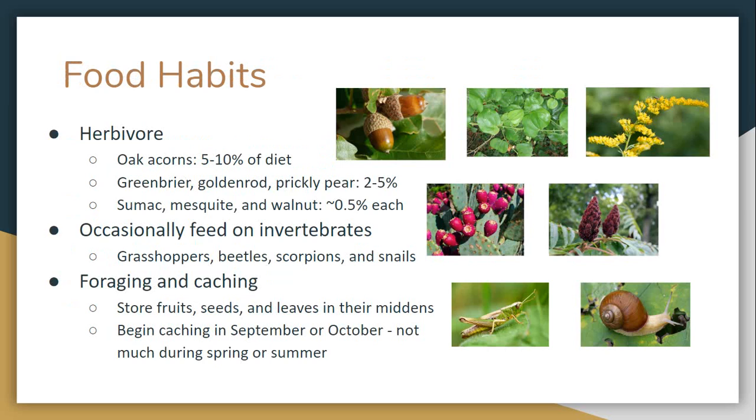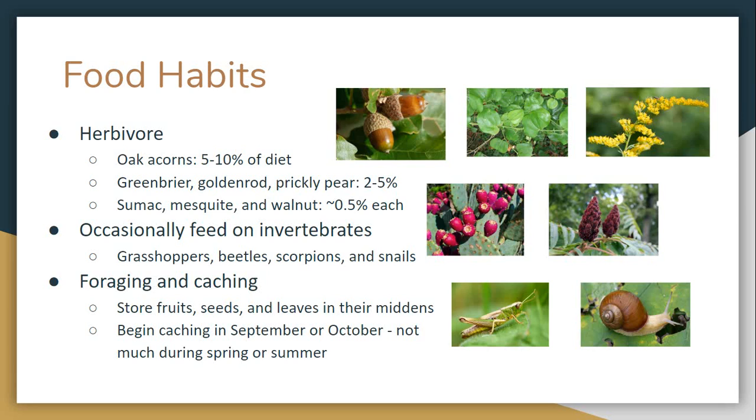Some of their food habits and requirements. They are primarily herbivores. Oak acorns make up 5 to 10% of their diet. Greenbrier, goldenrod, prickly pear, another 2 to 5%. Sumac, mesquite, walnut, those are other percentages of their diet. Only occasionally they will feed on invertebrates such as grasshoppers, beetles, scorpions, snails, etc.